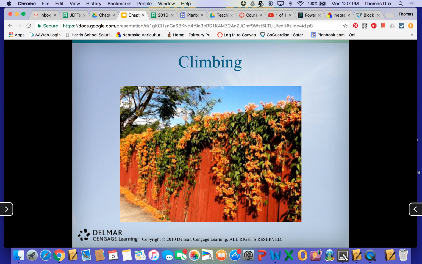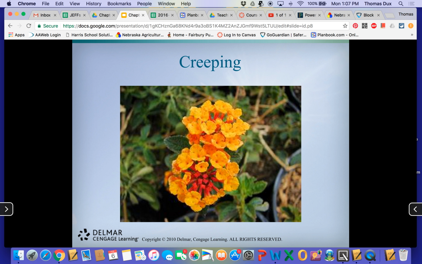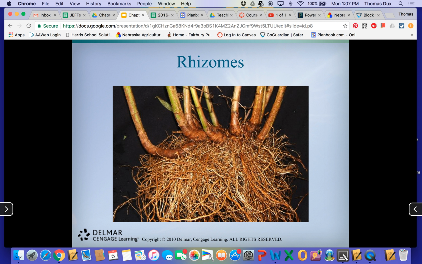Climbing. What famous baseball stadium has climbing? Wrigley, right? That whole wall. And this is the creeping Jenny. It's kind of pretty. People buy it up. Oh, I forgot what this one's called. Yeah, it would be creeping too. And the rhizomes.